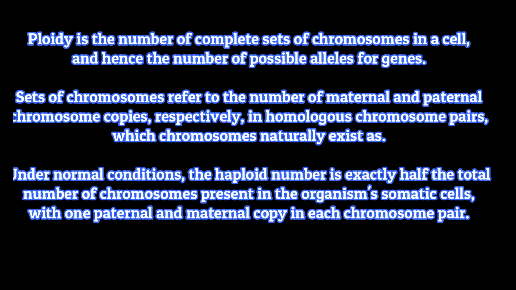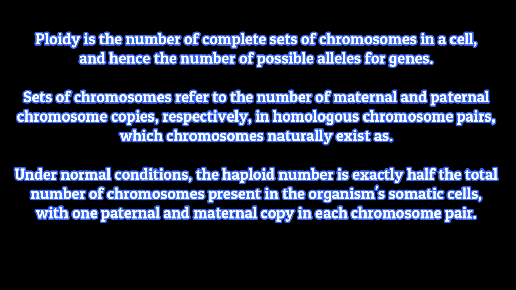So we need a couple more concepts here. Ploidy is the number of complete sets of chromosomes in a cell, and our ball pythons are diploid, which means they have two sets of chromosomes, one from one parent and one from the other, and they exist in homologous chromosome pairs. There are actually 17 homologous pairs and one pair of chromosomes which is XY, which determines the sex of the animals.